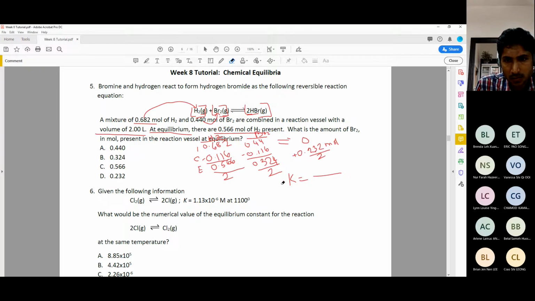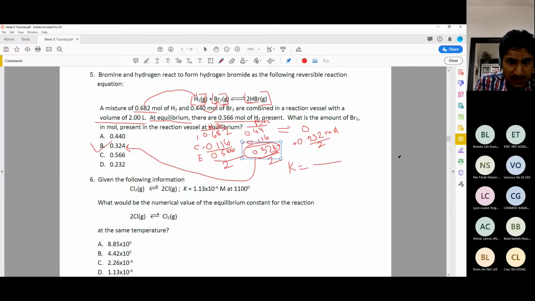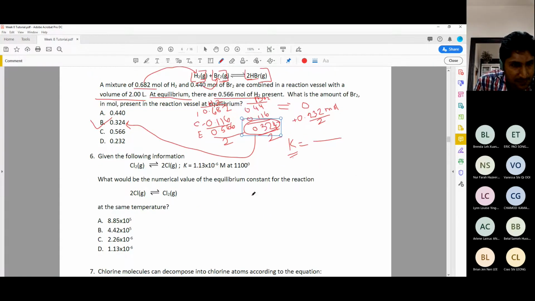Oh, it doesn't want the concentration, but it's good that I discuss the whole thing. All right, so this is the number of moles. You find it already. But further, if it asks what the concentration or the equilibrium constant K for this reaction is, you can find it this way, right?